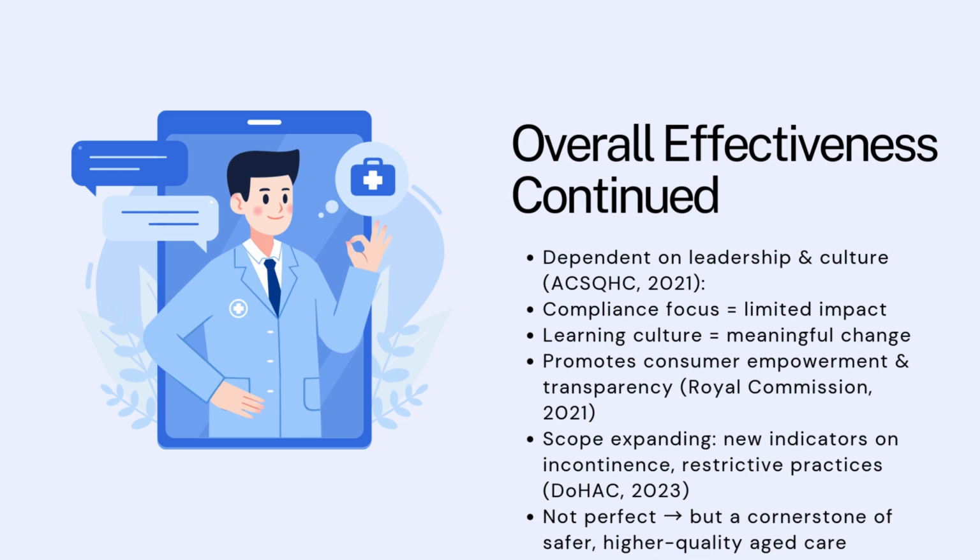The program's success, however, depends heavily on leadership and culture. Where leaders treat quality indicators as compliance, staff disengage and improvements are minimal. Where quality indicators are framed as opportunities for learning, staff are motivated to act and change occurs. Another measure of effectiveness is consumer empowerment. Families now have access to performance data that helps them make informed choices and hold providers accountable.